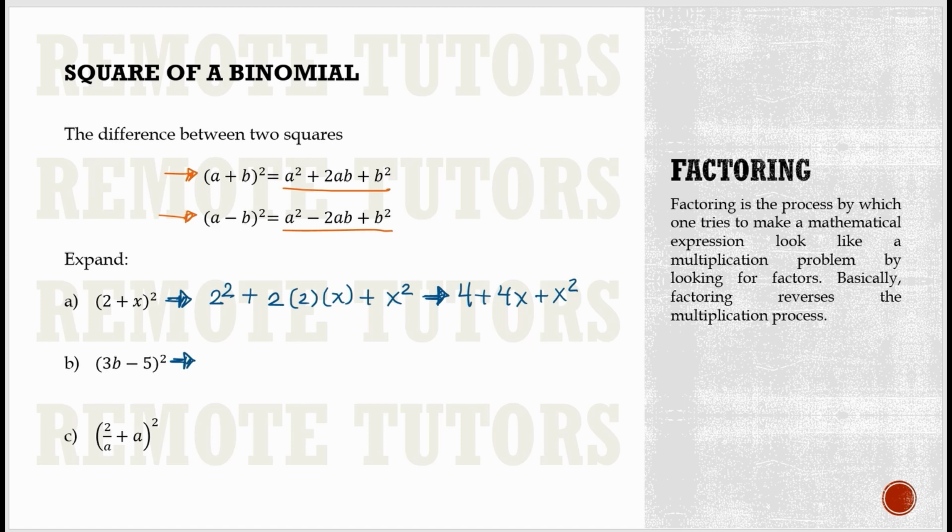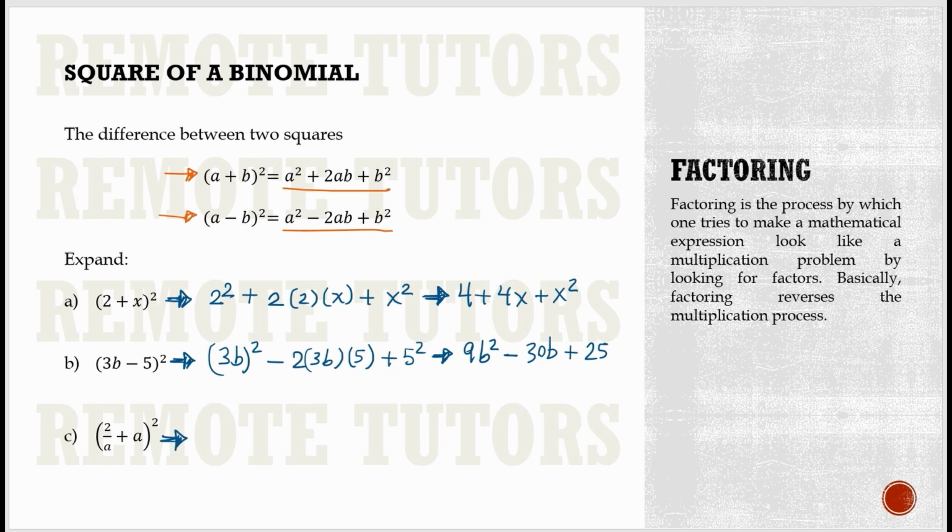Now let's work with the second example. Here we see a difference, so we will have to apply the second formula. The square of the first minus 2 times the first times the second plus the second to the power of 2, that is 9b squared minus 2 times 3, 6, 6 times 5, 30, so that's minus 30b plus 25.